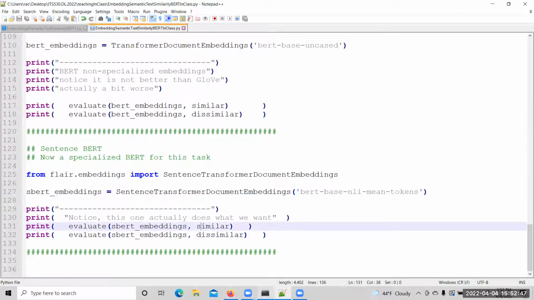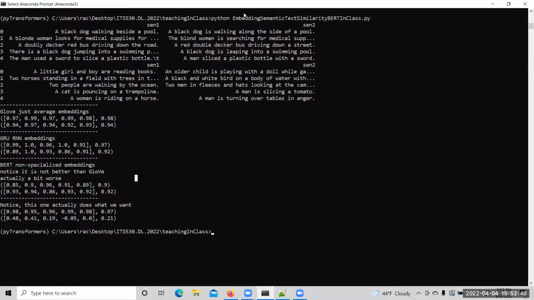So if we look at the results here, you should be seeing now the output on the terminal. And you can see that with GloVe, there was not a very noticeable difference. BERT non-specialized was actually bad, but here when we use SBERT, now it does really well. So that's good, right? We have a technique now, a tool for sentence similarity, which could come in handy. And it's a pre-trained model for that task.